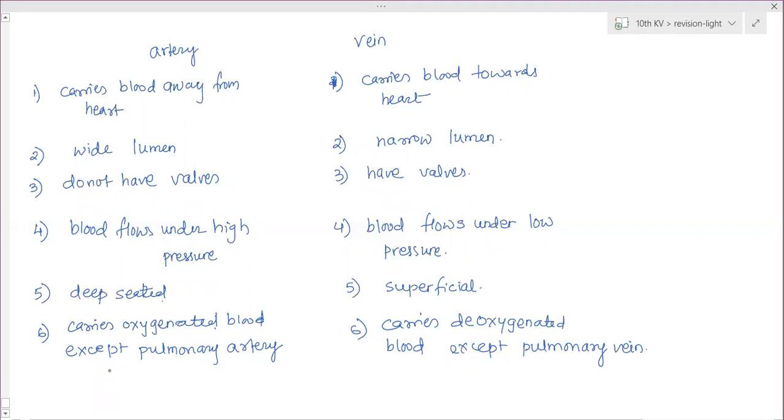Okay, so these are the main differences between artery and vein. This is also a 3-mark question, 3 points minimum. In a board exam they will ask 3 marks, but in school they consider it as 6 marks, 6 points.